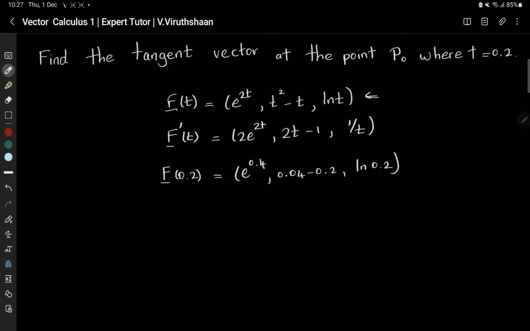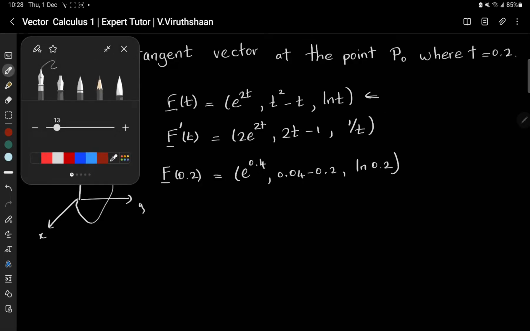The f of t represents a line in 3D coordinates. Let's say this is the x, y, z plane, x, y, and z. The f of t is going to represent something like this. So this is going to be the f of t, and how this t will work is, let's say from the origin we are going to draw a vector.